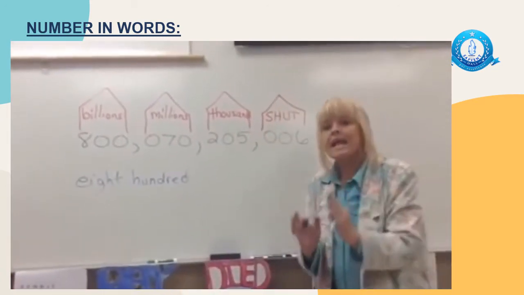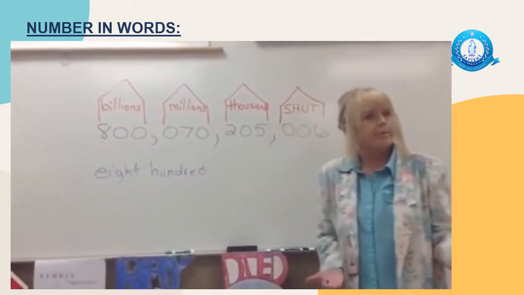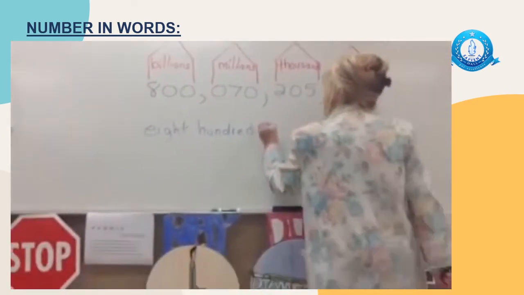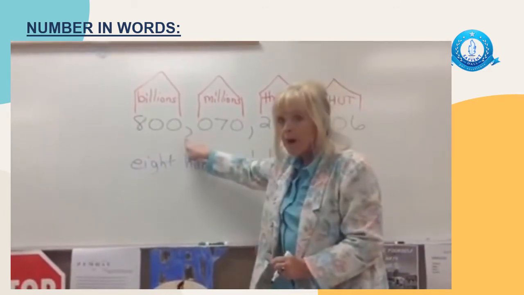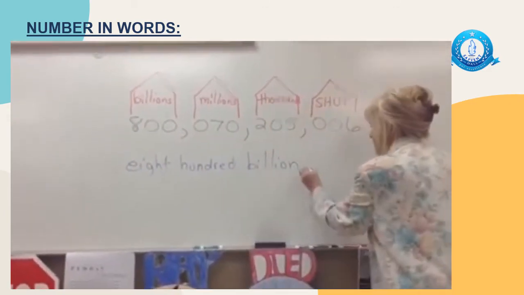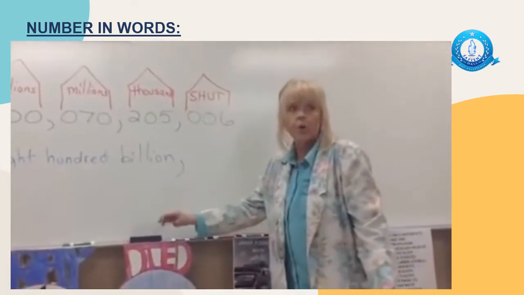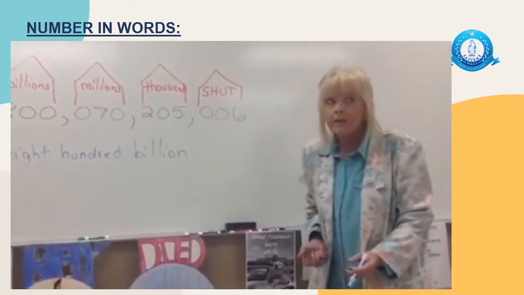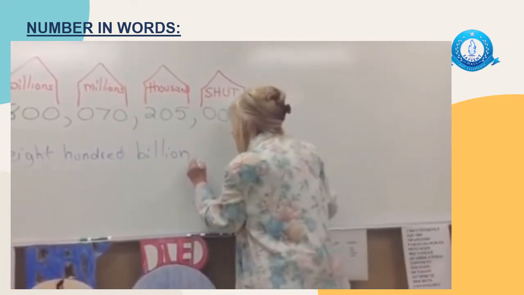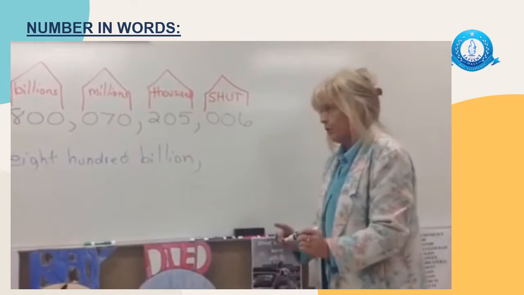Then you say the name of the house. What's the name of the house? Billion. 800 billion. And when they put a comma, you put a comma. And a comma has a tail. I don't want to see a comma like that. That's a decimal point. Commas have tails. If they put a comma, you put a comma.